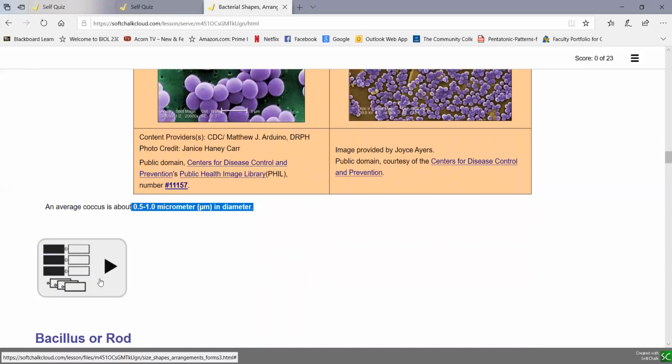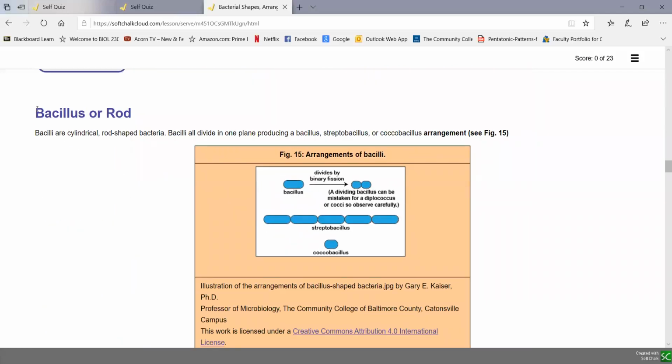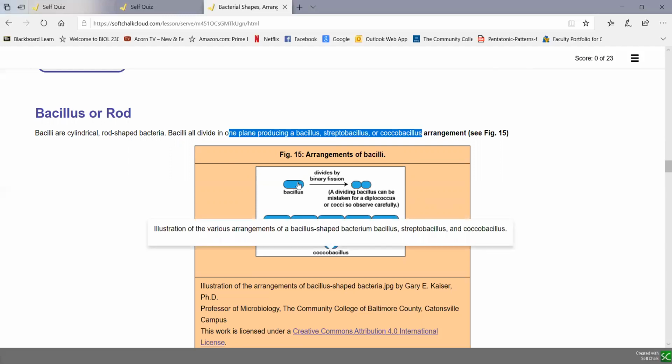And there's a little self-check you can do there on arrangements. Our second shape is the bacillus, sometimes called a rod shape. So these are cylindrical, rod-shaped, or hot dog-shaped bacteria. They divide in one plane, producing one of 3 arrangements: bacillus, streptobacillus, or coccobacillus. So most bacilli appear as a single bacillus. And remember, bacteria divide by binary fission. One cell splits in 2.